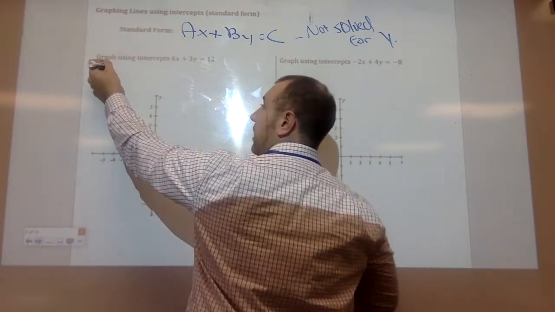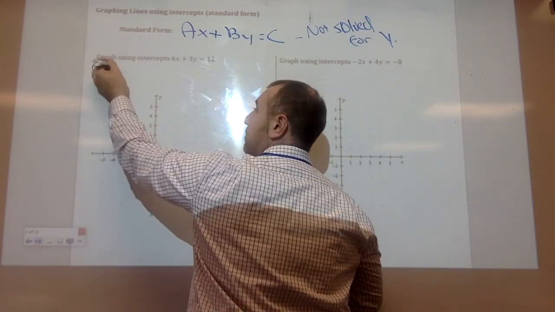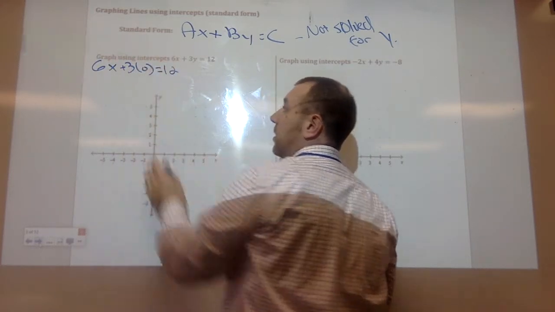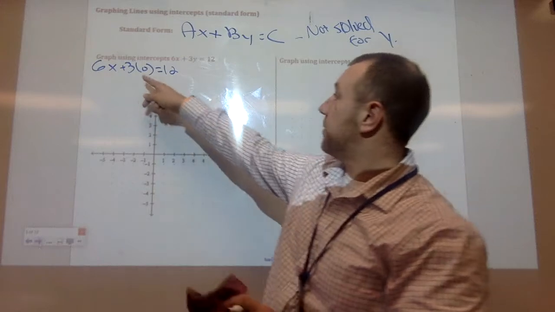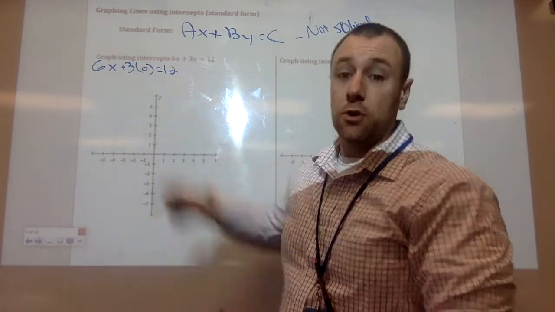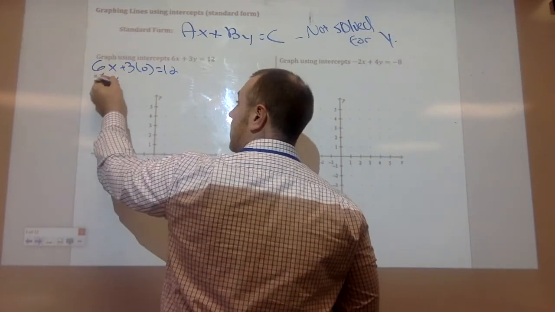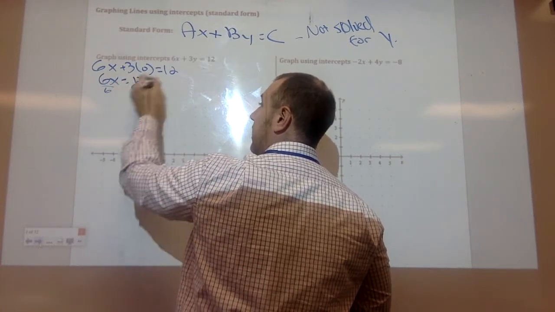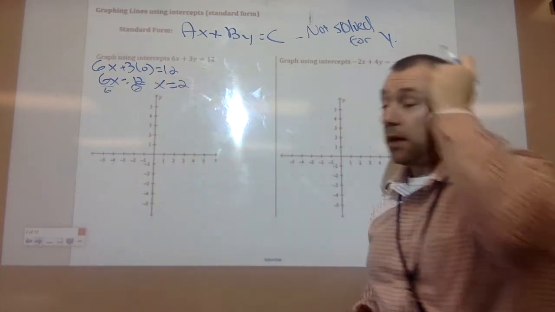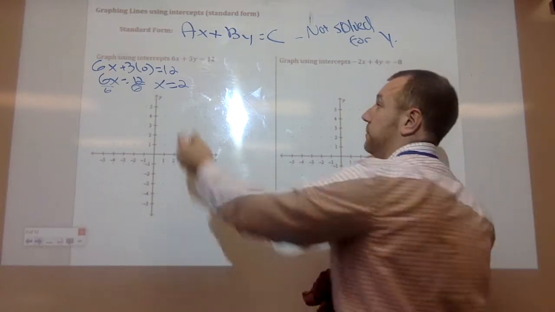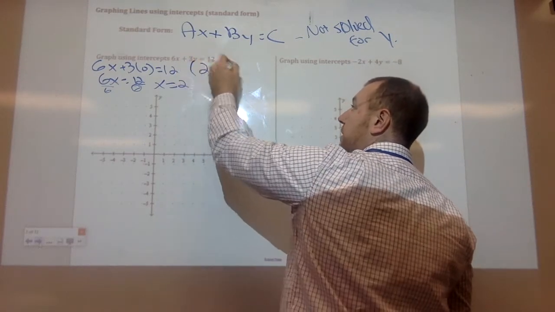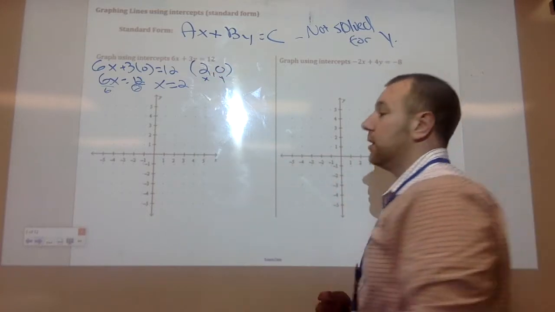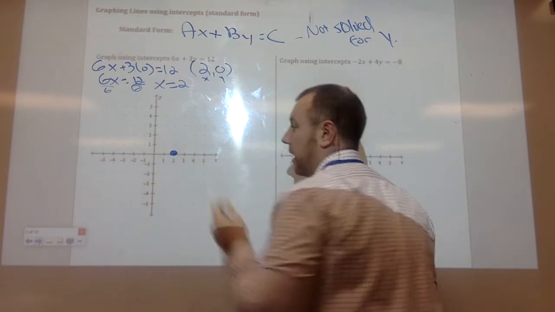So in this case, if I substitute 0 in for y, the 3 times the 0 goes away. I'm left with 6x equals 12, and then I can divide by 6, and I get x is 2. That translates to a point, (2, 0), where x is 2, y is 0. So (2, 0), I can graph that point.